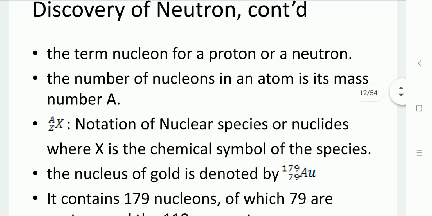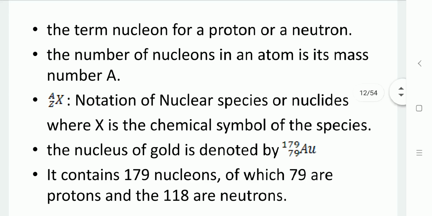The notation of nuclear species or nuclides is defined as A, Z, X, where X is the chemical symbol of the nuclide. For example, gold is denoted as 197 79 Au, where Au is the chemical symbol of gold. There are 197 nucleons, in which 79 are protons and 118 are neutrons.